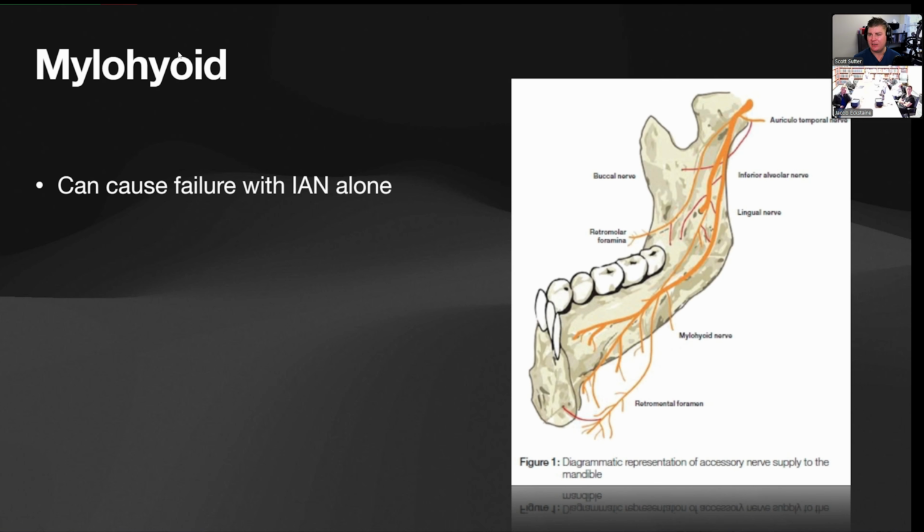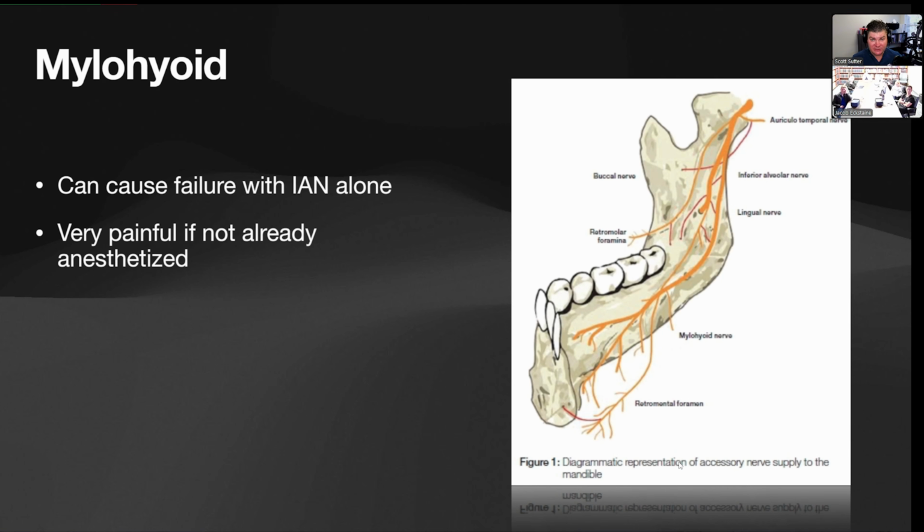I did like this diagram here because it shows you this is where you're going for the IA, for the Gow Gates. You pick up the auriculotemporal, you pick up the lingual, you pick up the mylohyoid as it comes down, and you pick up that buccal. So here's your traditional injection point for the IA. Here's your traditional injection point for the Gow Gates, and that's what picks these all up.